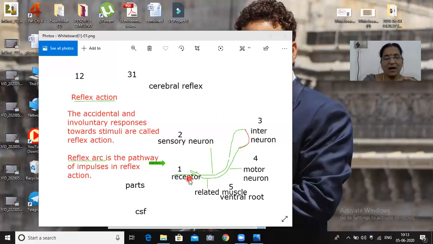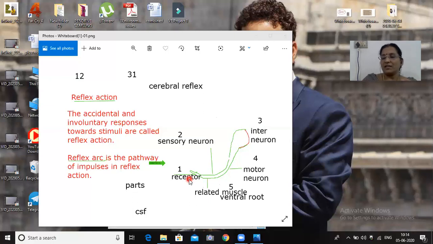Pathway, yes, pathway of impulses. That is known as reflex arc, which means the impulses are in the form of electric impulses. All these impulses are transmitted throughout the neuron. One neuron transmits to the next neuron through the synapse. It changes into chemical impulse. Like that, it passes. So that pathway of impulses in a reflex action is known as reflex arc.